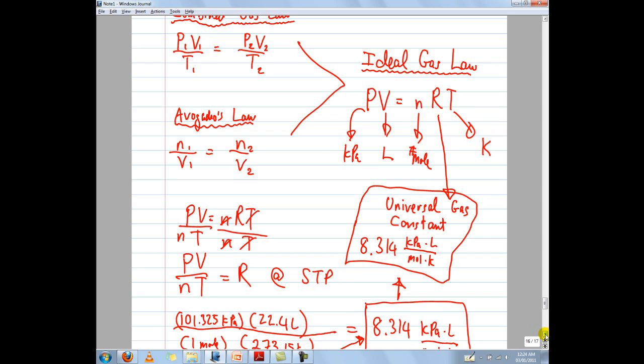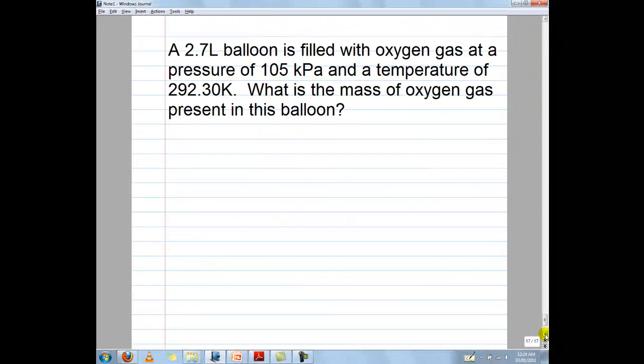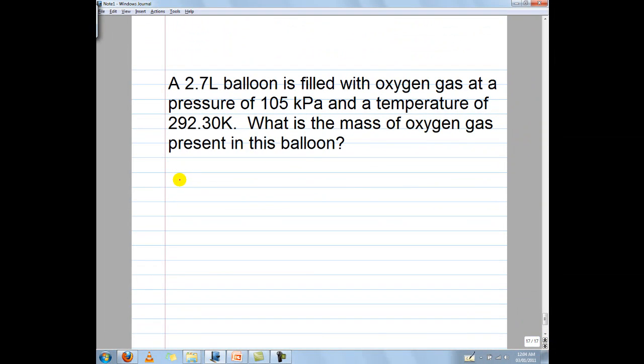So let's see a problem where we actually use the ideal gas law. Let's try and solve this sample question. First of all, let's write down our givens. I have a 2.7 liter balloon, therefore my volume is equal to 2.7 liters. Since I don't see the word volume anywhere else and it doesn't say that the volume is changing, I don't have to say V1. It's just one volume, that's it.